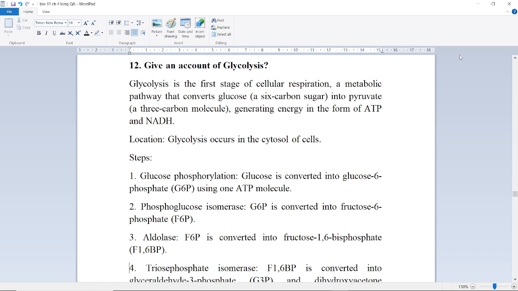Next question is, give an account of glycolysis. Glycolysis is the first stage of cellular respiration, a metabolic pathway that converts glucose, a 6-carbon sugar, into pyruvate, a 3-carbon molecule, generating energy in the form of ATP and NADH. Location: glycolysis occurs in the cytosol of the cell.